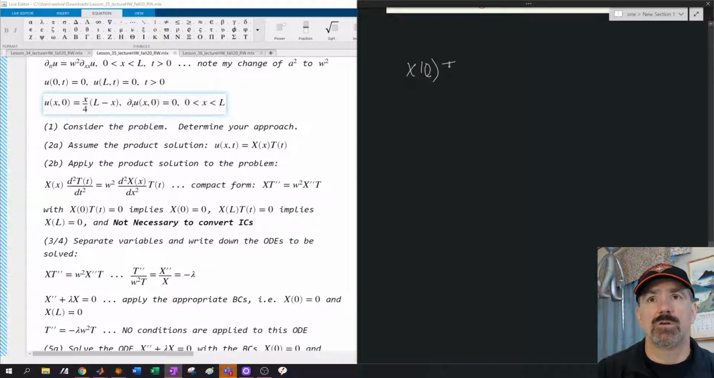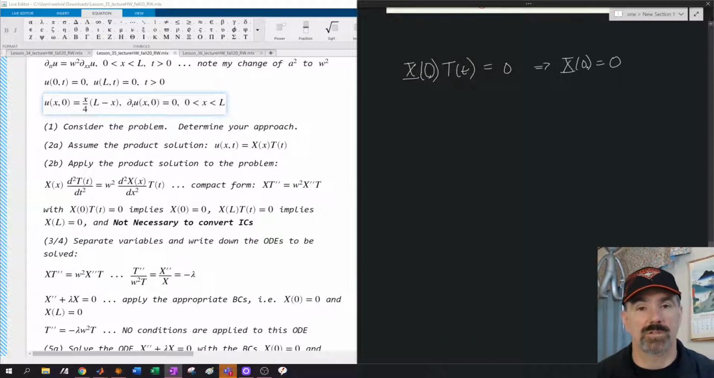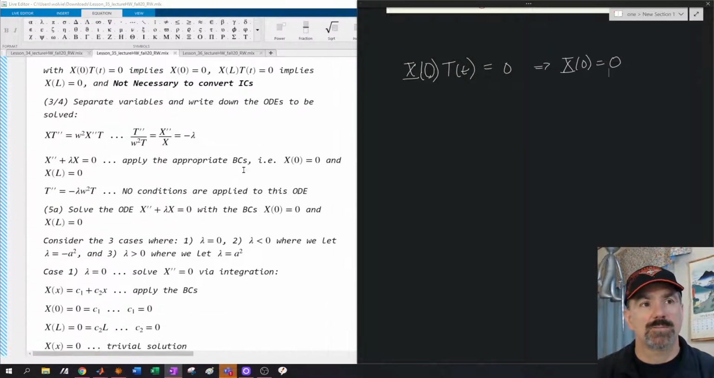And we notice, as we discussed last time, that when we're in the situation where we have X of 0 times T of t equals 0, that this situation implies, that's not a q, it's a 0, that we have to have X at 0 equals 0. Otherwise, we end up with the trivial solution, which is not a problem, it's just not interesting to us. And then there's no need to convert the initial conditions. The initial conditions are, just as they were with ODEs, something that we apply once we have the general solution.